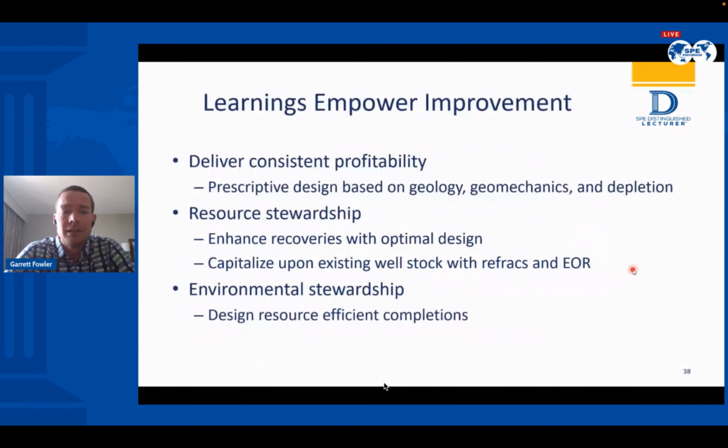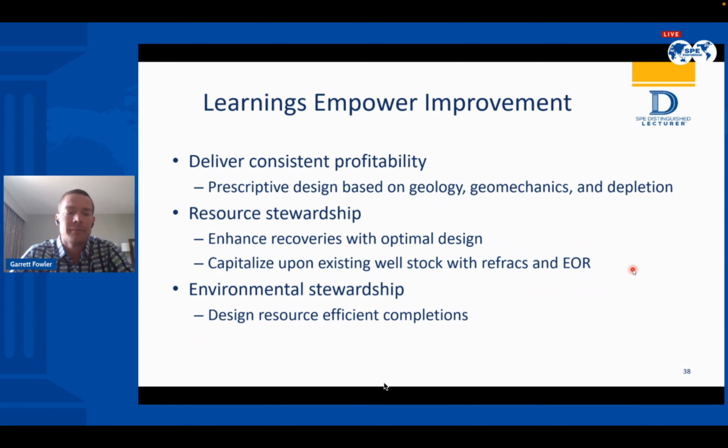So in conclusion, measuring the subsurface and learning about it empowers our ability to optimize. We can deliver consistent profitability in doing so. We can more optimally recover higher percentages of our resource in place, whether that is hydrocarbon or whether that is heat in a geothermal sense. By understanding how to engineer these systems in the subsurface, we do a much better job of recovering said resource.